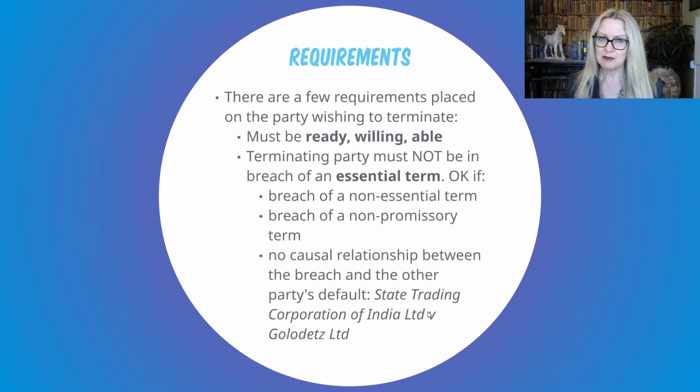The requirements for termination are that a party has to be ready, willing, and able. Any party in any contract has to be ready to perform their obligations. They have to be happy enough to do so, willing to do so, and they have to be able to do so. That is, they have to be physically, financially, and otherwise able to actually do what they've promised the other party that they'd be able to do.